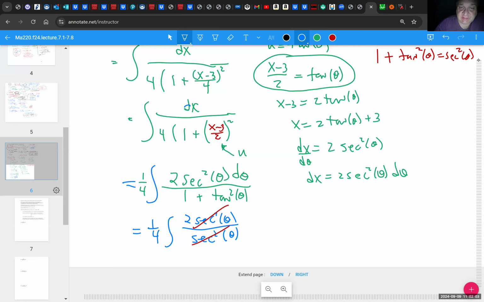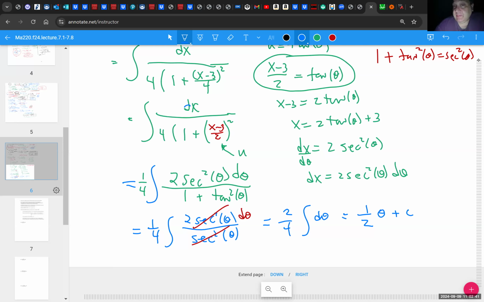So the 2 secant squared theta d theta on the top, and the 1 plus tangent squared, which is secant squared on the bottom, the secant squareds divide out, cancel out, and I'm left with a 2 on the top, so 2 over 4. The 2 I took out, I'm left with just d theta. So what's the antiderivative of d theta? Well, 2 over 4 is 1/2. The antiderivative of 1 d theta is the variable. It's not x because we're antidifferentiating d theta. The antiderivative is just theta. And then we get a plus c.